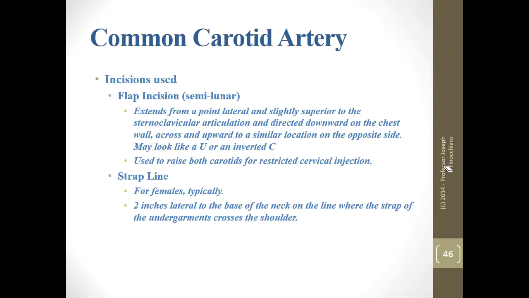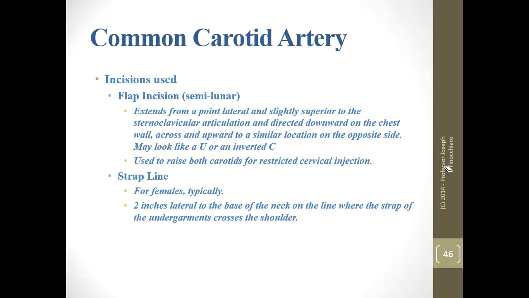The semilunar, or the flap incision, this one's always fun for the newbies. You extend it from a point lateral and slightly superior to the sternoclavicular articulation and direct it downward on the chest wall, across and upward to a similar location on the opposite side. May look like a U or an inverted C. This is generally what we use when we're trying to use a restricted cervical injection. I don't like using this because it makes one of the most unsightly incisions ever. I'd rather do 2 anterior parallel incisions.